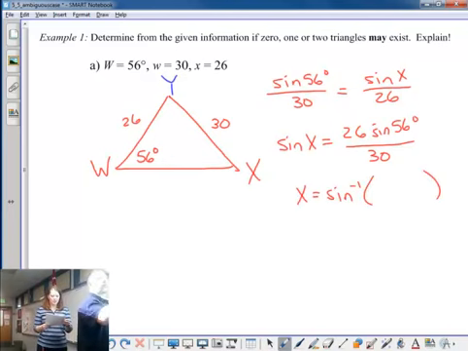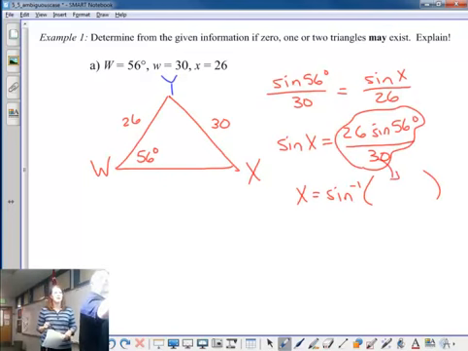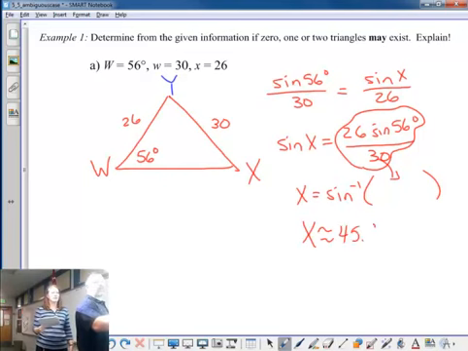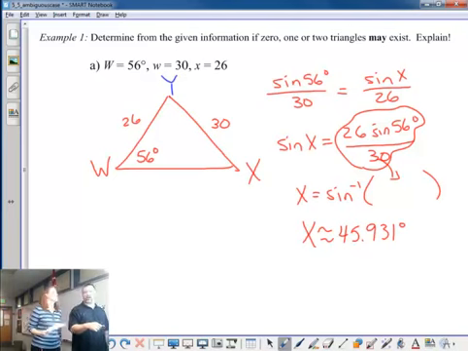So that's going to give us angle x, and they know how to do the algebra. Angle x is going to be approximately 45.931 degrees. And in reality, you should be storing all those decimal places on your calculator so that you don't use a rounded number later in the problem. We don't want to round till we're done, and we're not done until we get all the angles.